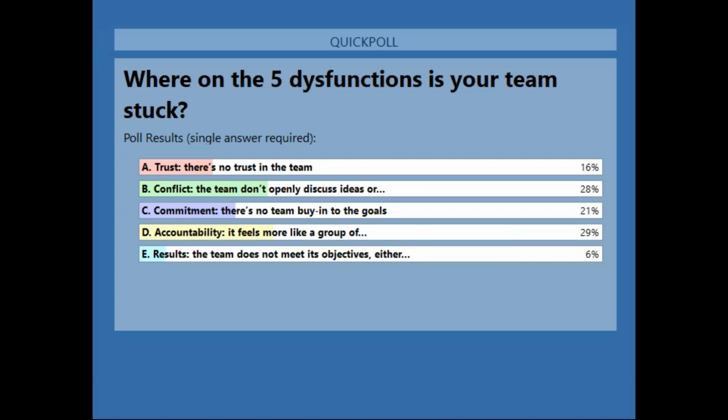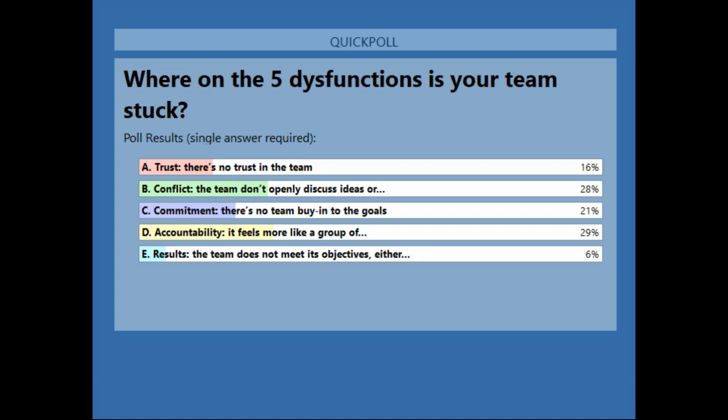So 16% of you say that trust is a condition of this, that there's no trust in your team. 28% of you are saying conflict: the team don't openly discuss ideas, discuss high-stake challenges, challenge each other's thinking. Yeah, the higher up the ladder you go, the worse it gets, of course. Commitment, there's 21% of you who said that there's no team buy-in to the goals. 29% of you said accountability feels more like a group of individuals working together. And 6% of you said results.